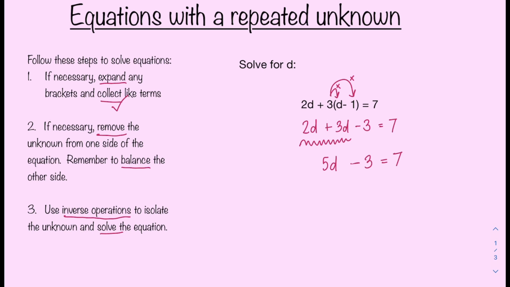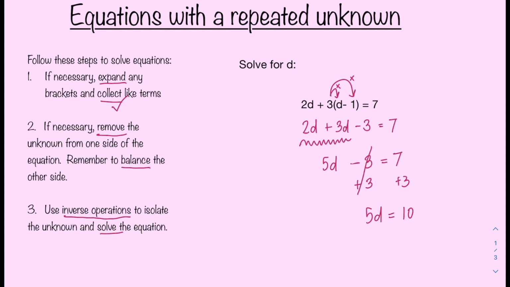Use inverse operations to isolate the unknown and solve the equation. So the inverse of negative 3 is plus 3. So we have to plus 3 on both sides. Negative 3 plus 3 is equal to 0, so they cancel, leaving us with just a 5d on the left-hand side. So write 5d, equals sign moves down. 7 plus 3 on the right-hand side equals to 10.